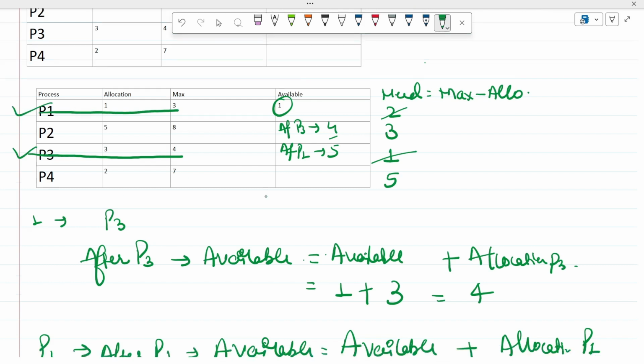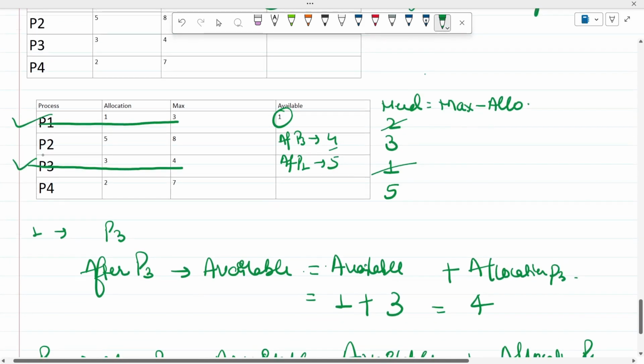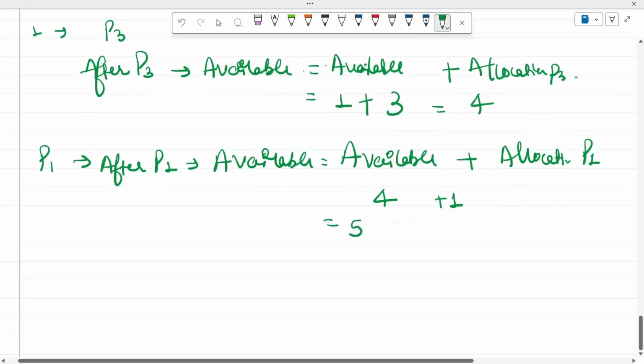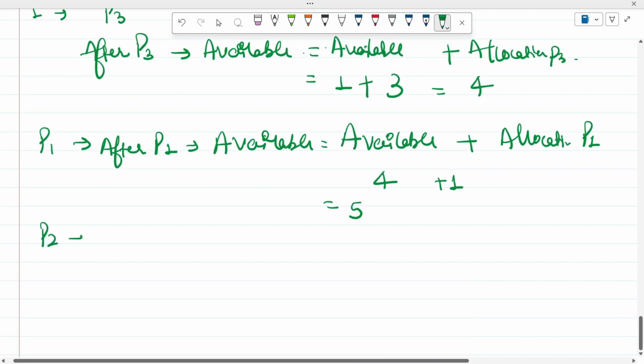Now, we can again satisfy both the processes P2 and P4. You can satisfy any one of them. I go with P2. So now, P2 needs 3. We have 5. So we provide 3 resource instances to P2. So now, P2 starts execution.